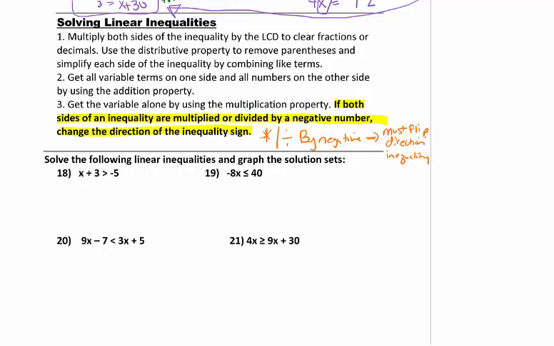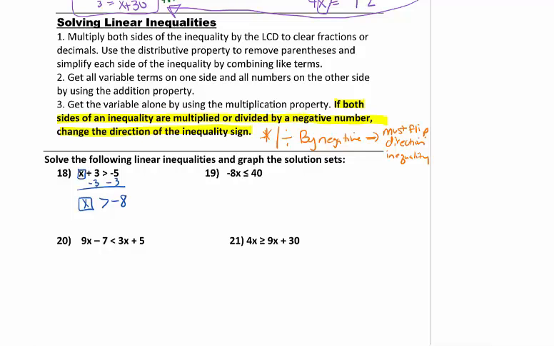Again, my goal is to get x by itself. There is no fractions here, so my goal is to get the x by itself. So I'm going to subtract 3 from both sides. I am not changing the direction of the inequality because I'm adding and subtracting. So negative 5 plus a negative 3 is a negative 8. That's it. You've now solved.